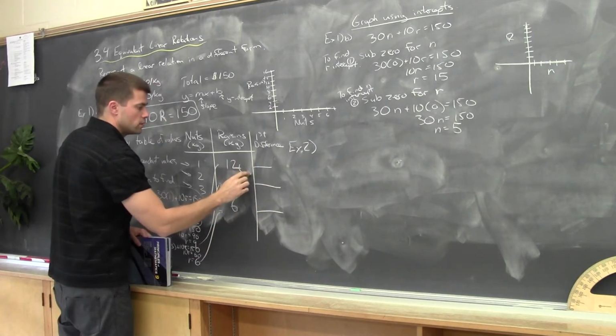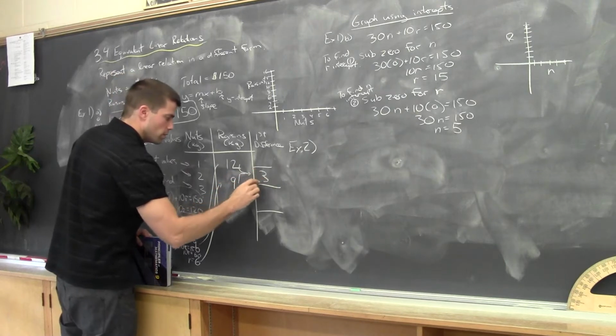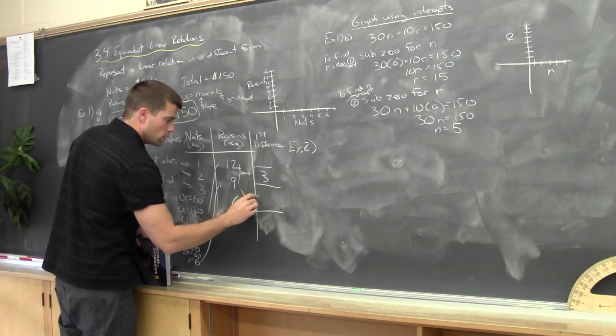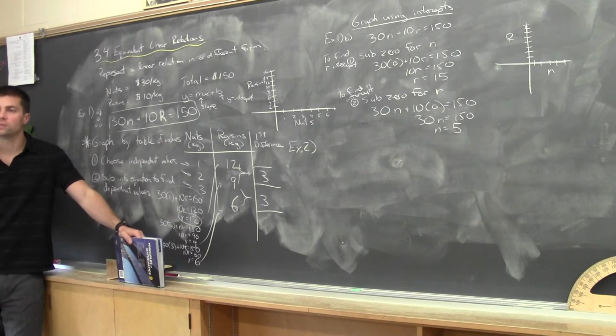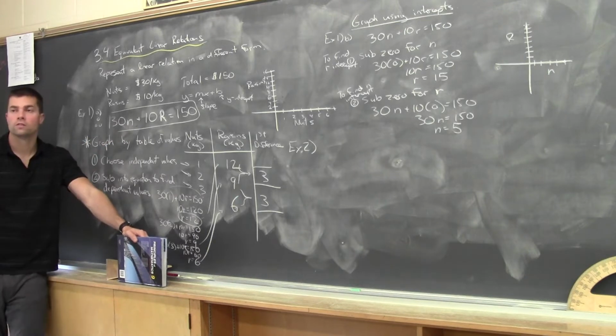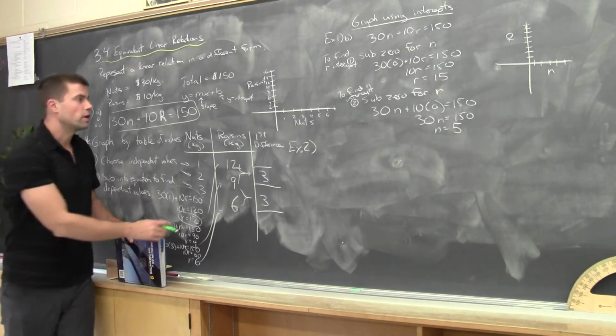The first difference is 3 and 3. Small sample size, but we still do have all first differences as being the same. So we know that this equation here is linear. Okay? So let's go ahead and graph it anyways.